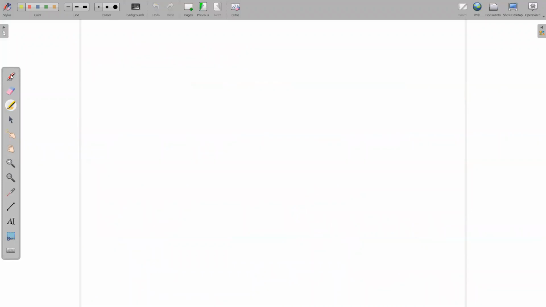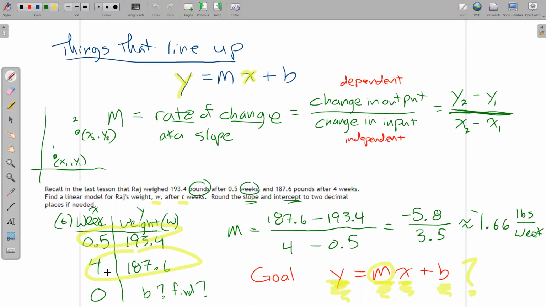So that's what I'm going to do next. New page, Y equals MX plus B. It doesn't really matter which one I pick. I'm going to go for the second one, I think. If X is 4, Y is 187.6.